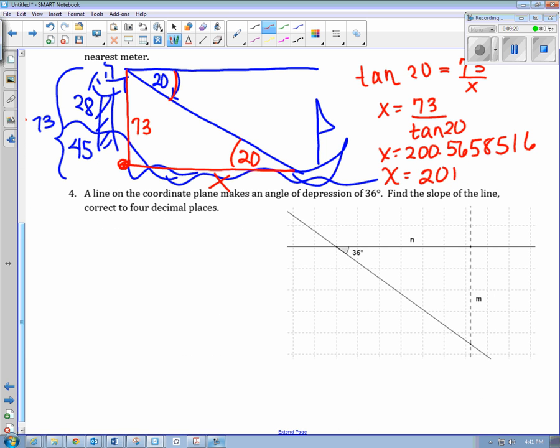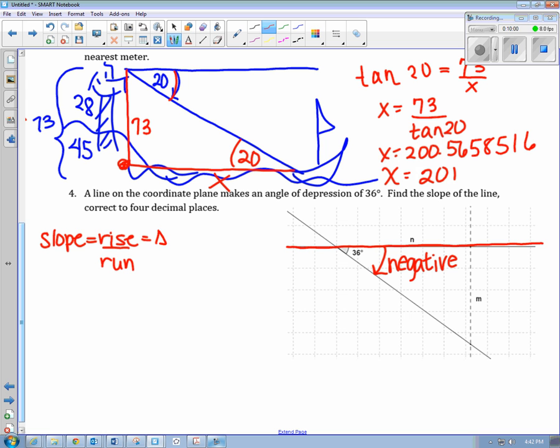Okay, question number 4. Question number 4 is referring to the line that's tilted, and it wants to know what the slope of the line is. If we consider this the horizontal, we can see that we have an angle of depression, so this is a negative angle, and we are being asked to find the slope. Now, under normal circumstances, when we find the slope, we do rise over run.